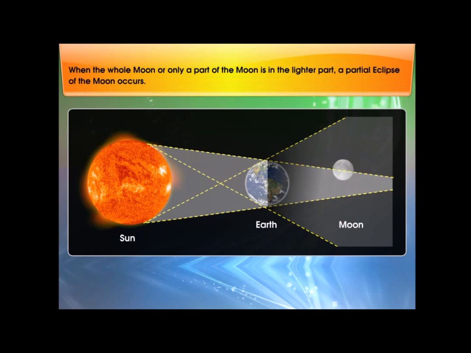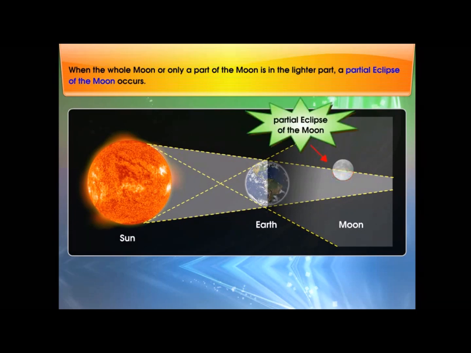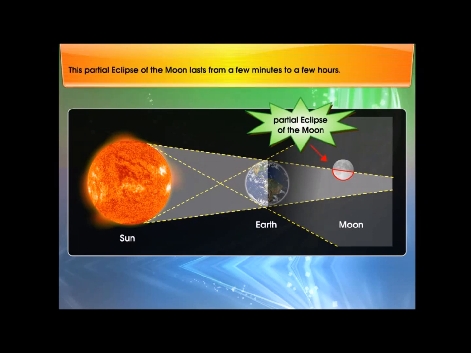When the whole moon, or only a part of the moon is in the lighter part, a partial eclipse of the moon occurs. This partial eclipse of the moon lasts from a few minutes to a few hours.